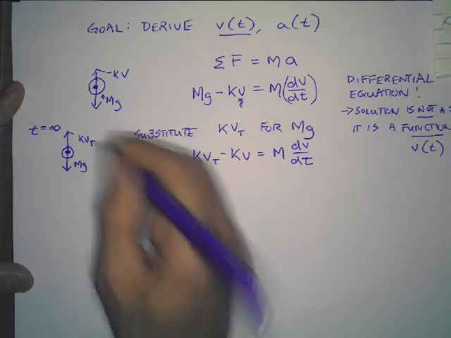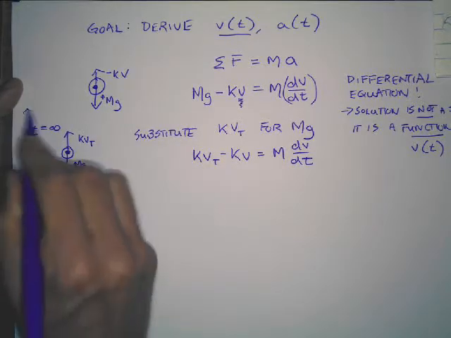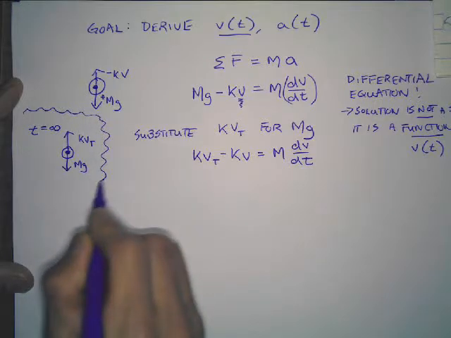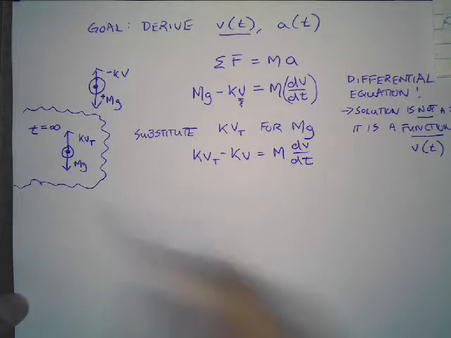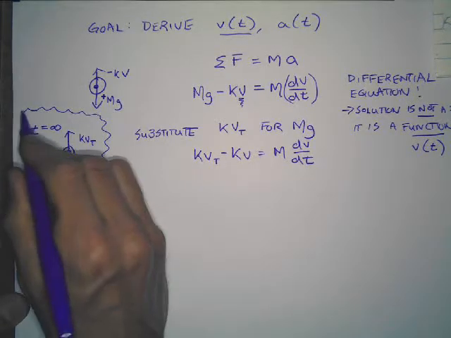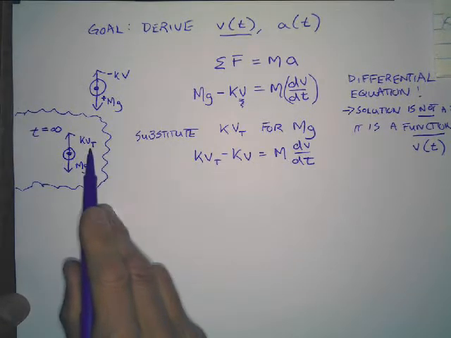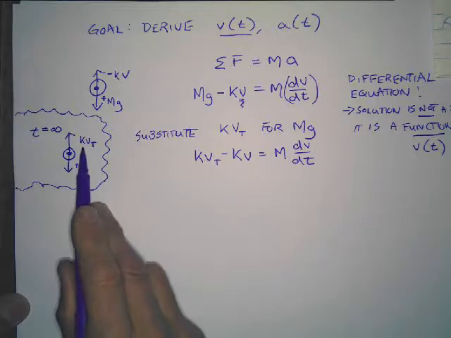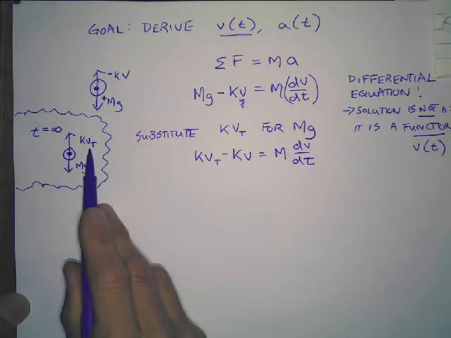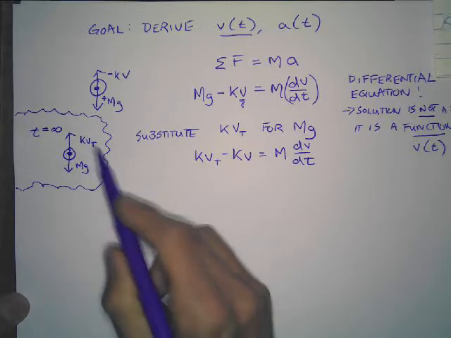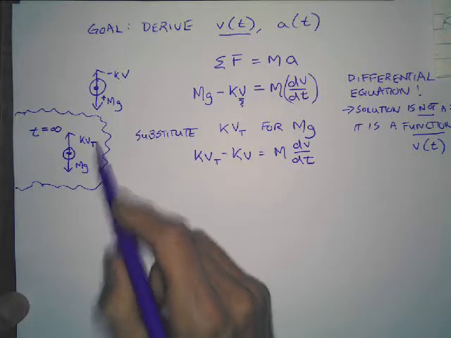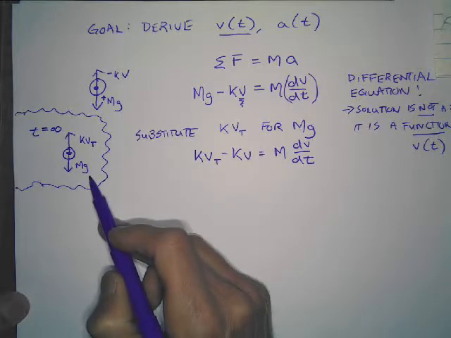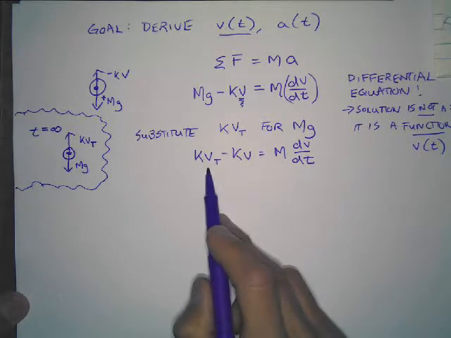So in the special case where the object has been allowed to fall for a very long time, we can replace kv with kvt, and that vt is an actual number. That is a number. That's the top speed. And so these two vectors should cancel each other out. So that kvt should be equal to the weight. And so that's the substitution I'm going to do here.